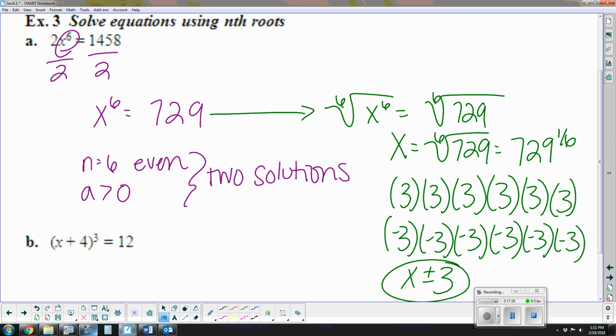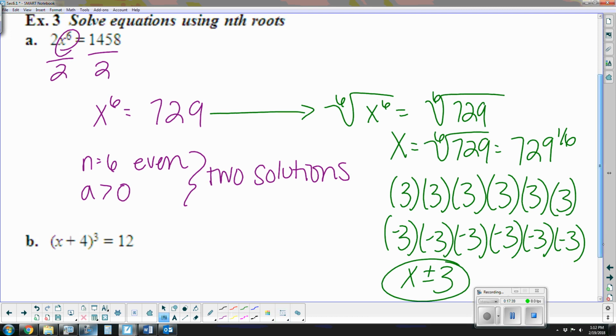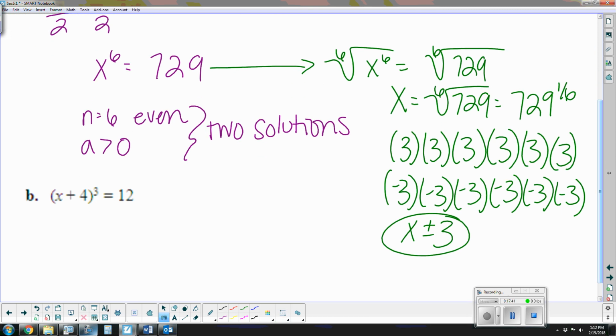So again, remember, if your n is even and your a is greater than 0, you're going to have 2 solutions. Okay, so then let's look at this next one. X plus 4 cubed equals 12.